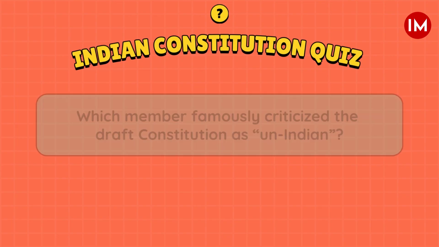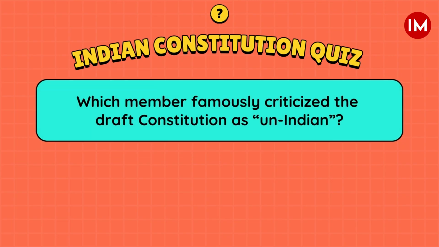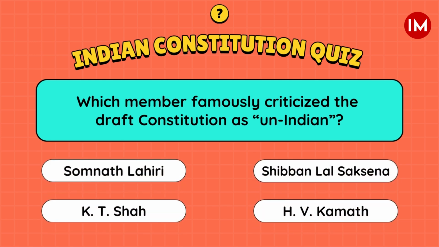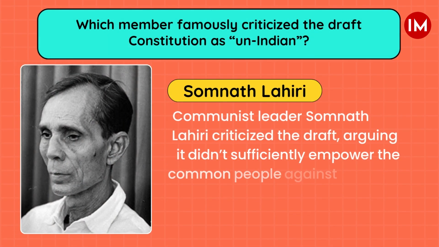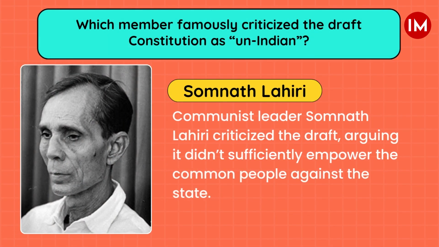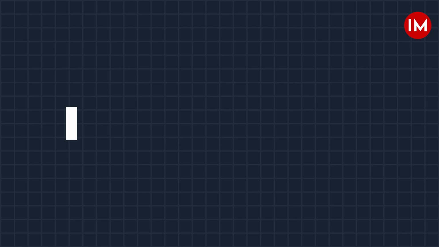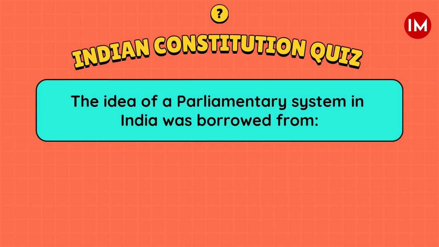Question 12. Which member famously criticized the draft constitution as un-Indian? A. Somnath Lahiri, B. Shibban Lal Saxena, C. K.T. Shah, D. H.V. Kamath. The correct answer is A. Somnath Lahiri. Communist leader Somnath Lahiri criticized the draft, arguing it did not sufficiently empower the common people against the state.